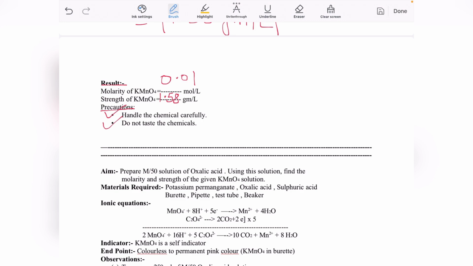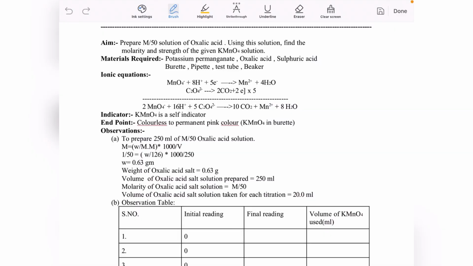with potassium permanganate. Now the next titration is of potassium permanganate with oxalic acid. Aim here is to prepare M/50 solution of oxalic acid. Using this solution, find the molarity and strength of given potassium permanganate solution. Second step, we write material required. Chemicals required here are potassium permanganate, oxalic acid, sulfuric acid.